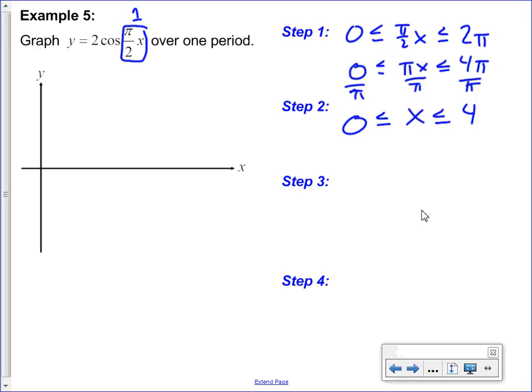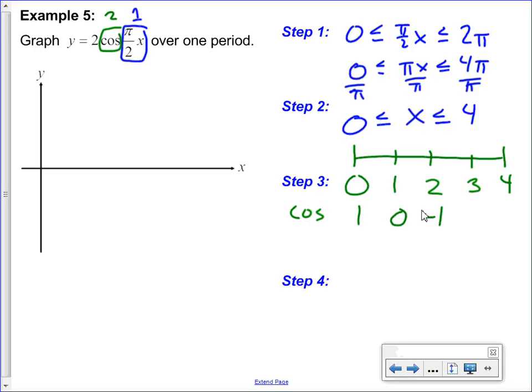So we kind of moved into step 2. This is easy. What's between 0 and 4? 2. And between 0 and 2, 1. So it goes 0, 1, 2, 3, 4. Okay, here we go. Step 2 is cosine. So now we do the cosine. Now, remember, sine starts at 0. Cosine starts at 1. So it goes 1, 0, negative 1, 0, 1.